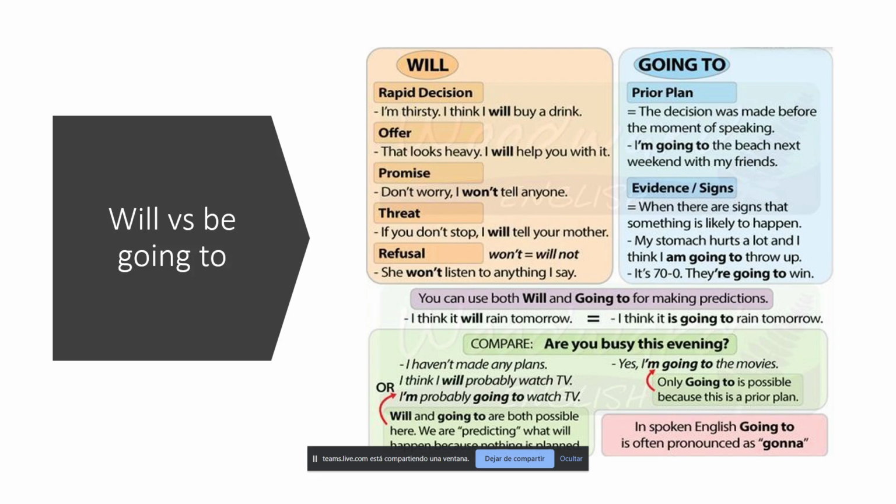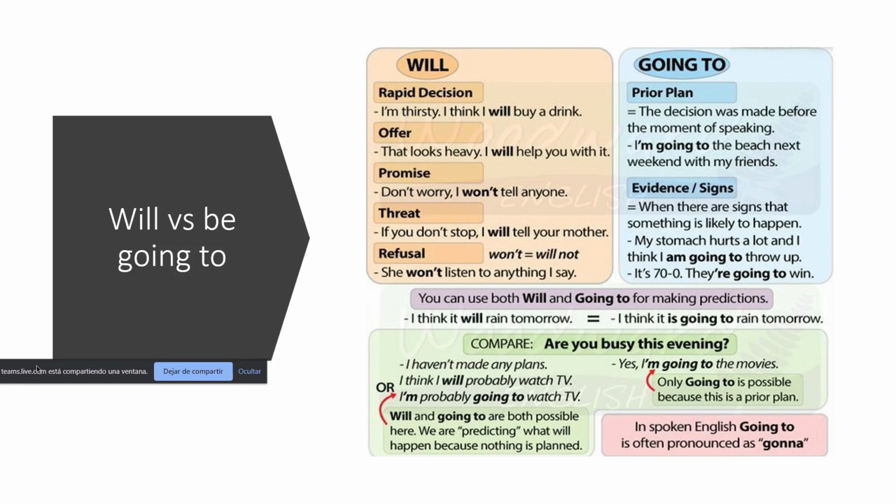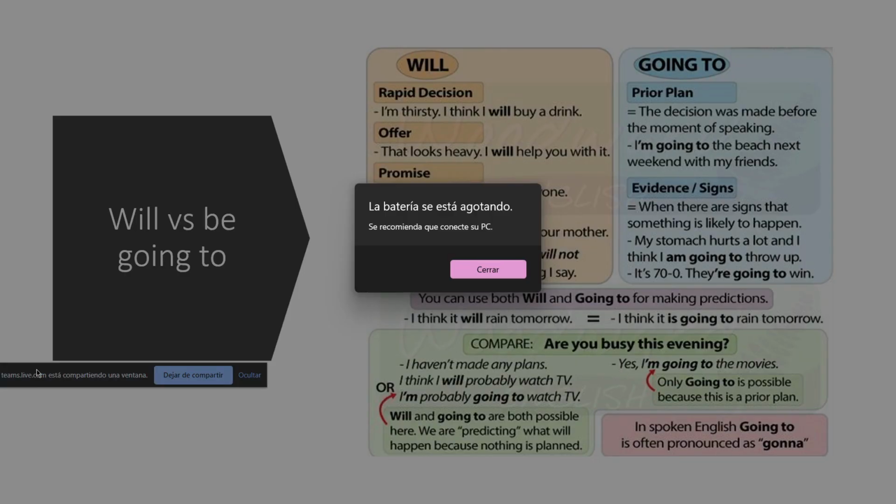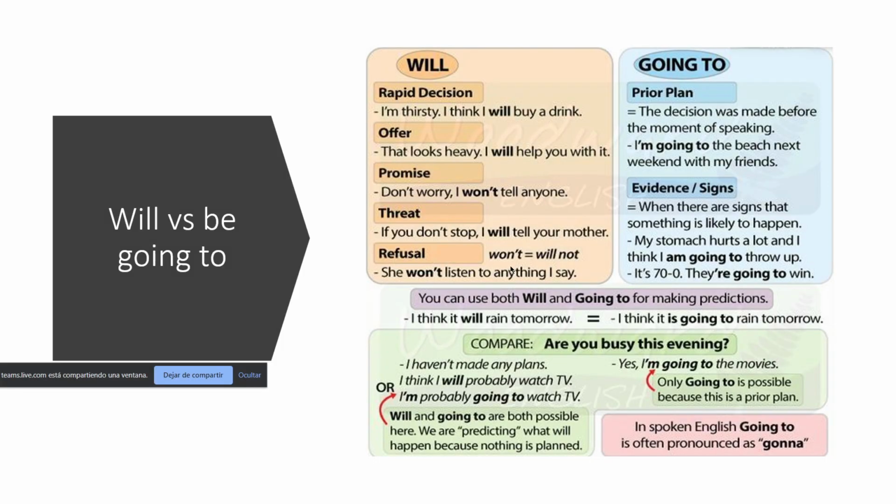Compare you visit the seminar. Okay, and the other, language notes said will and going to are both possible here. We are predicting what will happen because nothing is planned. For example, I haven't made any plans, so I think I will probably watch TV, or I'm probably going to watch TV. So in this case, both uses are correct because you use the word probably. So you can use the future with going to, be going to, or use will.